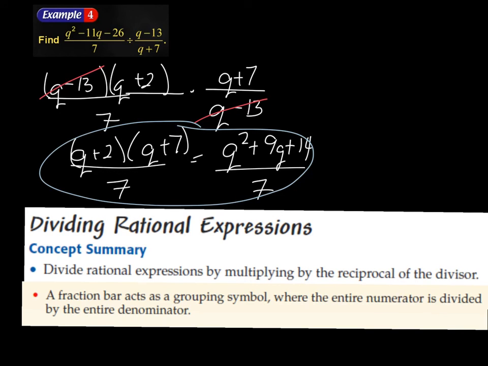You can divide rational expressions by multiplying by the reciprocal of the divisor, and a fraction bar acts as a grouping symbol, where the entire numerator is divided by the entire denominator.